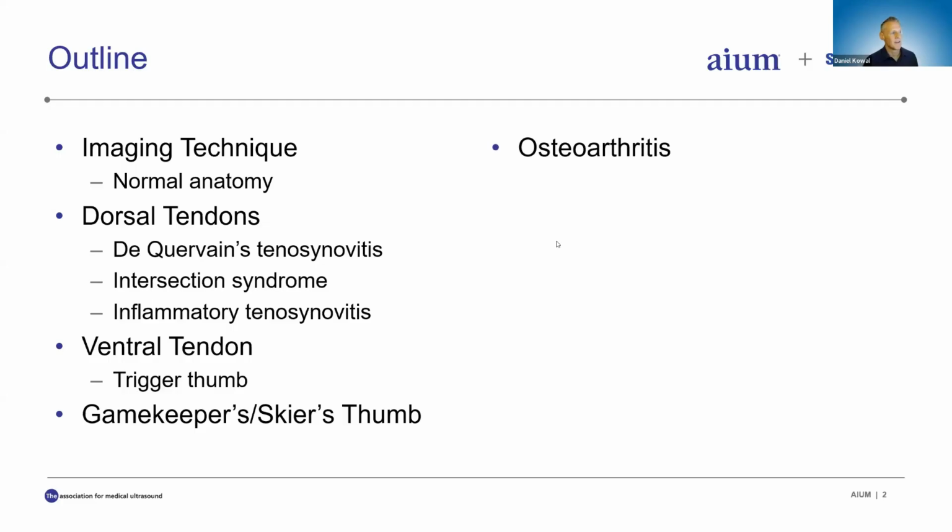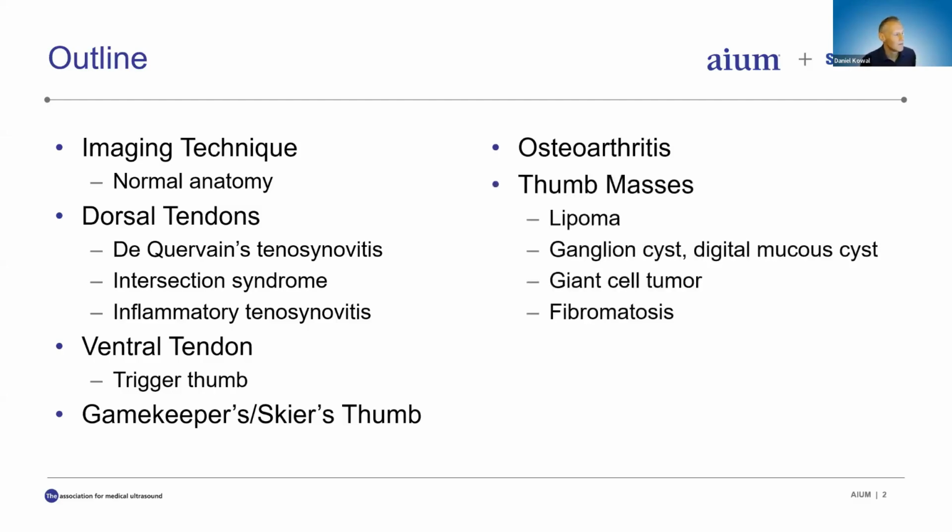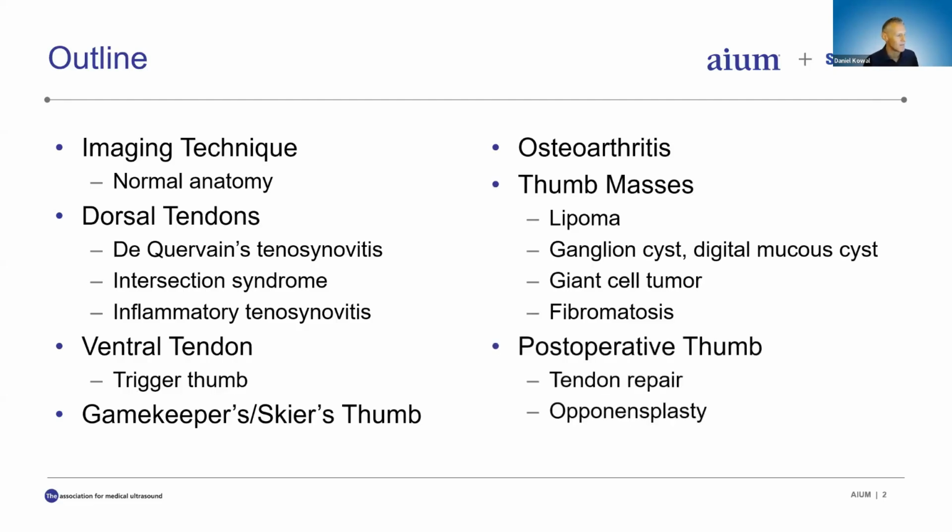Rather than talking about all of the arthritides that can occur at the thumb, I'm going to just briefly focus on osteoarthritis in the interest of time, since that's so common in the thumb. Then I'll move on to thumb masses and how to differentiate between the different types. And then I'll finish up with the post-operative thumb, how to evaluate tendon repair and opponensplasty.